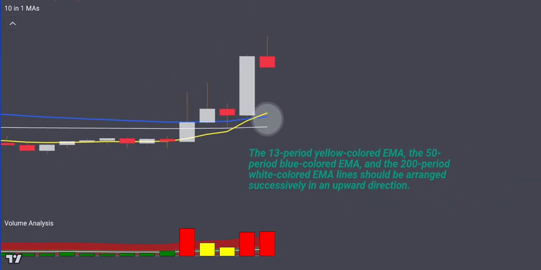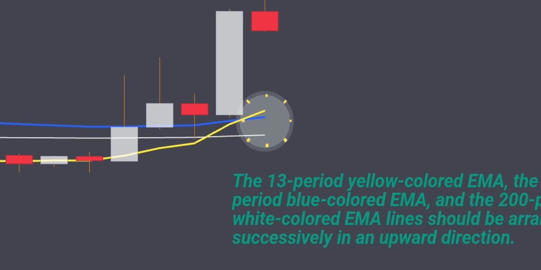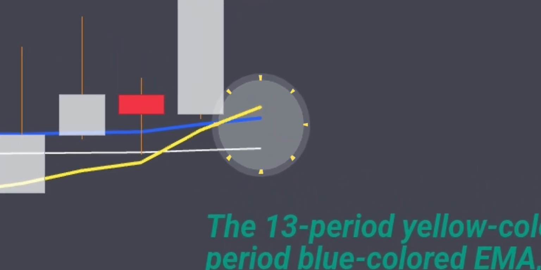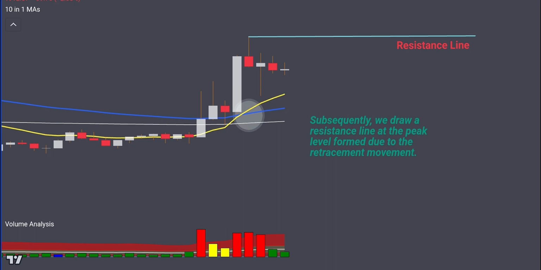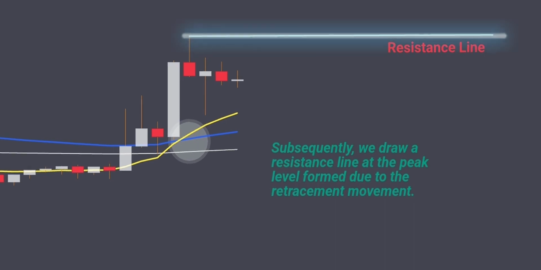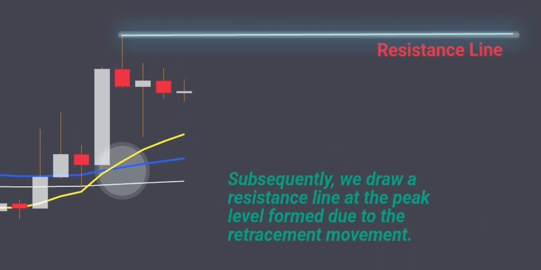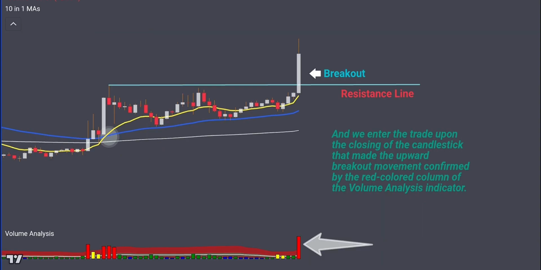Rule 1. The 13-period yellow-colored EMA, the 50-period blue-colored EMA, and the 200-period white-colored EMA lines should be arranged successively in an upward direction. Rule 2. Subsequently, we draw a resistance line at the peak level formed due to the retracement movement. Rule 3. And we enter the trade upon the closing of the candlestick that made the upward breakout movement confirmed by the red-colored column of the volume analysis indicator.